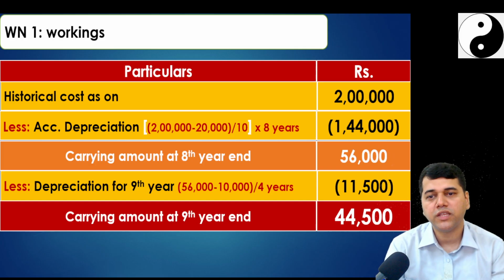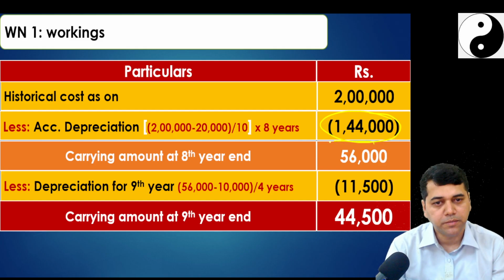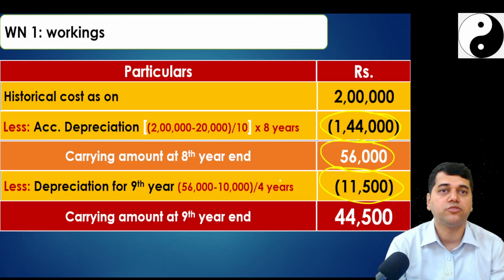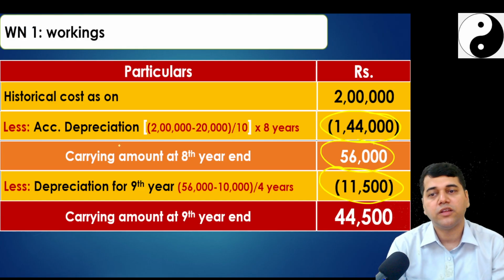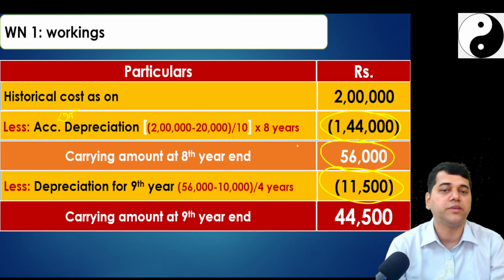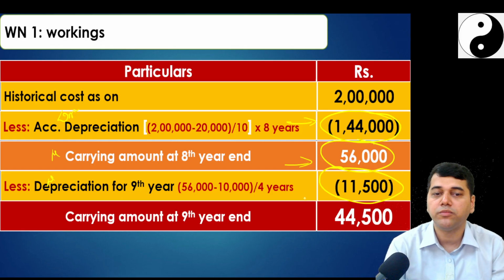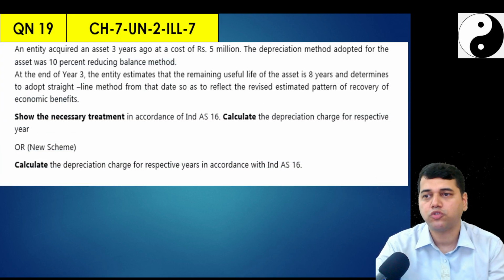In the solution, they have calculated this depreciation separately. Actually they have done 3 working notes. If you look at the ICAI solution, working note number 1 is how much depreciation I used to charge earlier, working note number 2 is what my book value is, and working note number 3 is what my new depreciation is. So if you want, you can follow that method also. But this is much faster. So we'll move on to the next question, question 19.